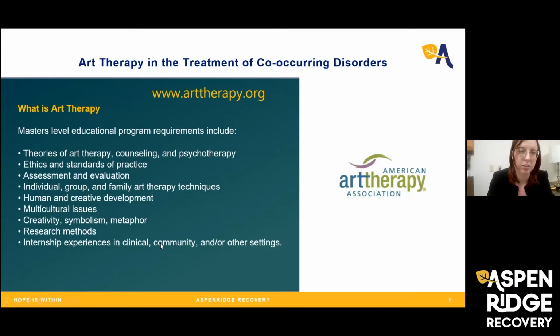And it can be used in individual or group therapy, as well as couples counseling and family counseling. The experience with couples counseling that I've had was to help the family understand what the individual is going through. So the art may be able to show the family something that they're not able to say in words. And that could be having a brain injury.